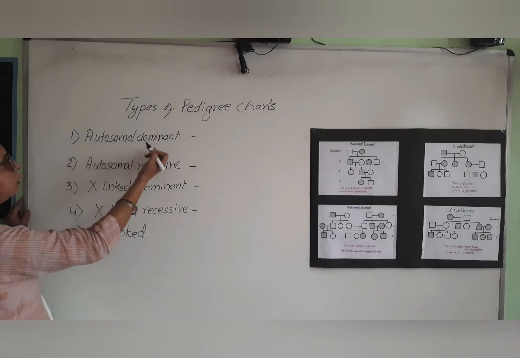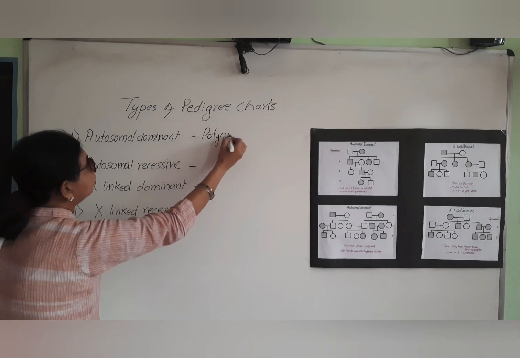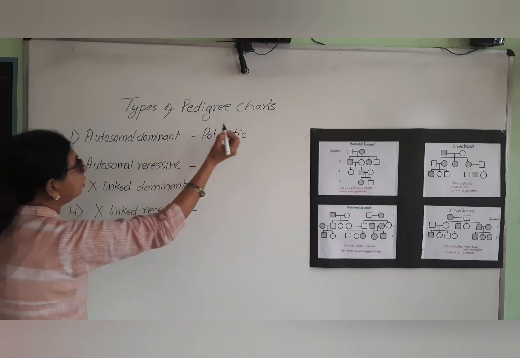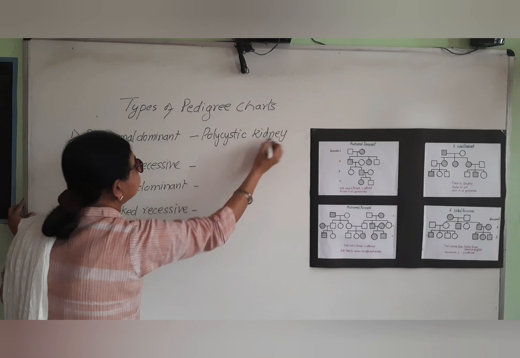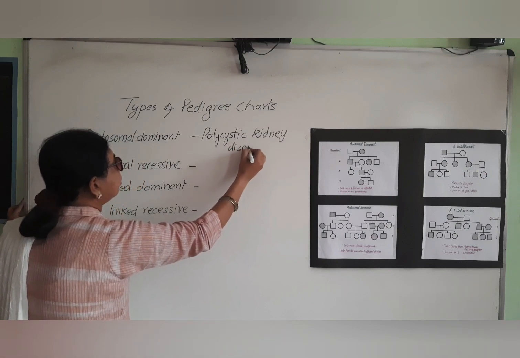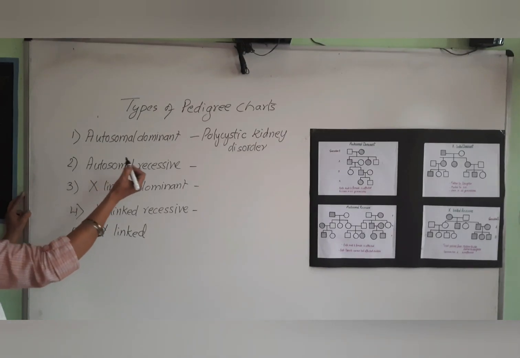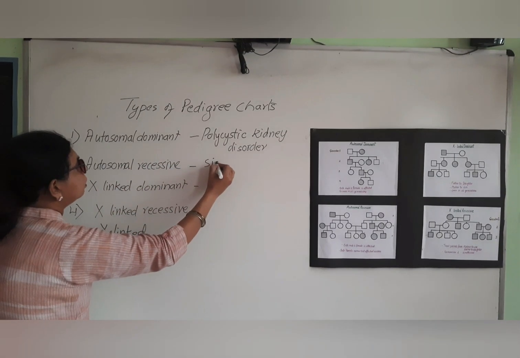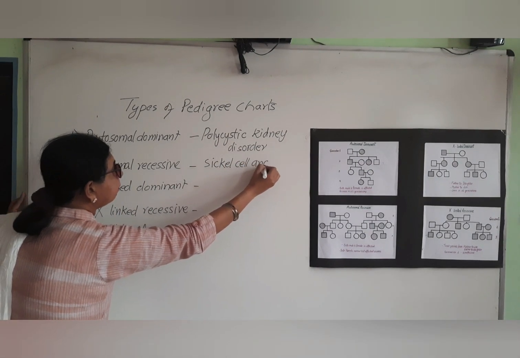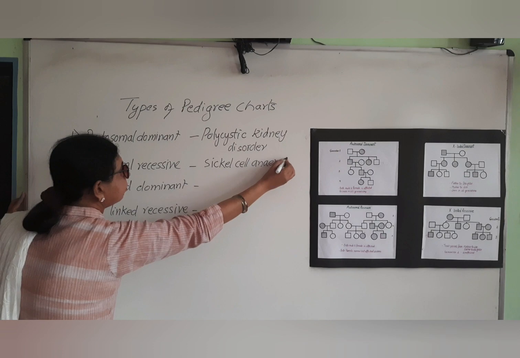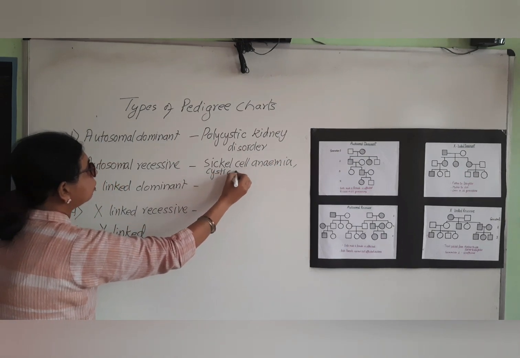Example of autosomal dominance is polycystic kidney disorder. Example of autosomal recessive is sickle cell anemia and cystic fibrosis.